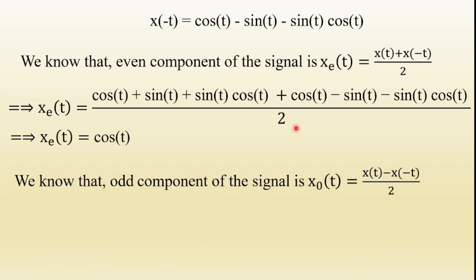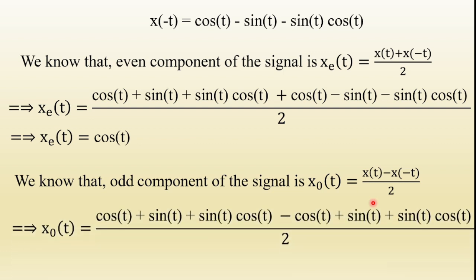Next, determine the odd component of the signal. This is the equation of the odd component expression. In this equation, substitute the x of t and x of minus t values. We get the odd component of the signal x o of t is equal to sin t plus sin t into cos t. This is the procedure to determine the even component and odd component of the signal.